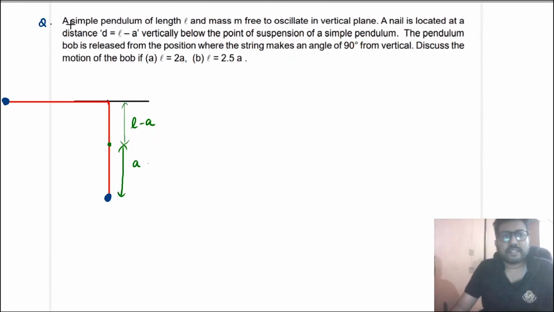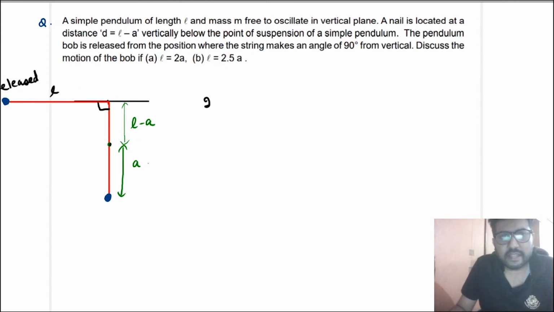Now let us look at this next question. In this question it is given that a simple pendulum of length L and mass m is free to oscillate in the vertical plane. A nail is placed, this is the nail, at a distance L minus a vertically below the point of suspension of the simple pendulum. The pendulum bob is released from the position where the string makes an angle 90 degree. So this is released from this point. Then discuss the motion of the bob if L is equal to 2a and if L is equal to 2.5a.